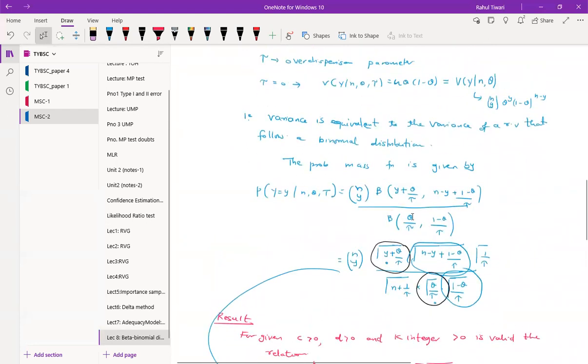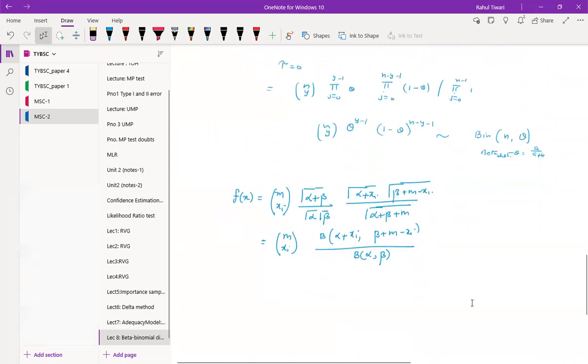So divide by this, this is theta upon tau, 1 minus theta. This is your alpha, this is your beta. If you want, you can write alpha becomes theta upon tau, and beta becomes 1 minus theta upon tau. Y becomes x. These are the necessary changes we require here to get a simple form.